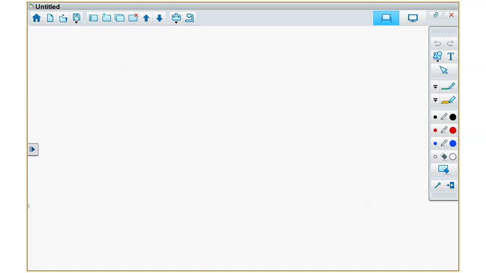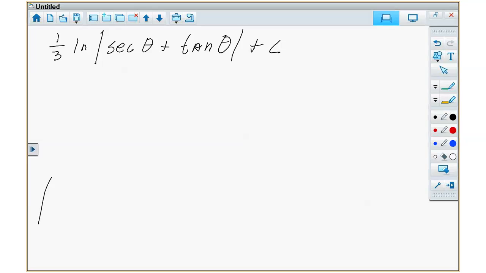To answer your question, that's the basic rule: the integral of secant is the natural log of secant plus tangent. So here we go: 1/3 natural log of secant theta plus tangent theta plus c. It's in terms of theta. Now turn this back into your x's.